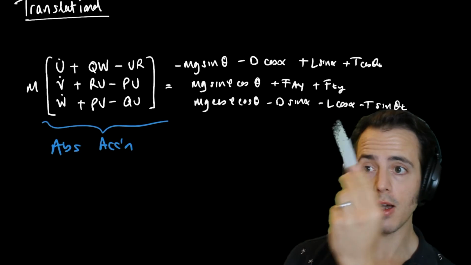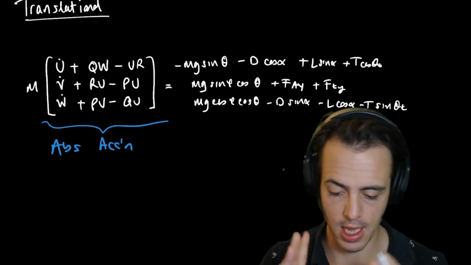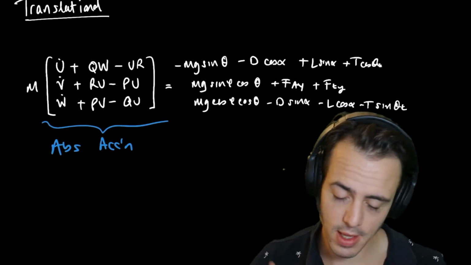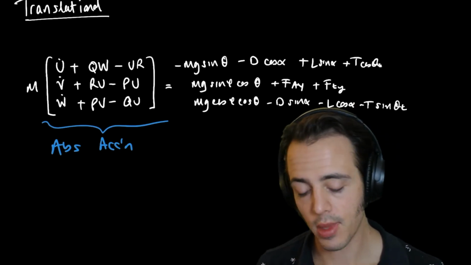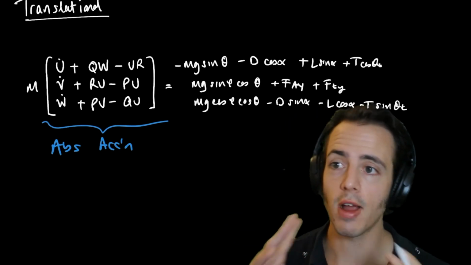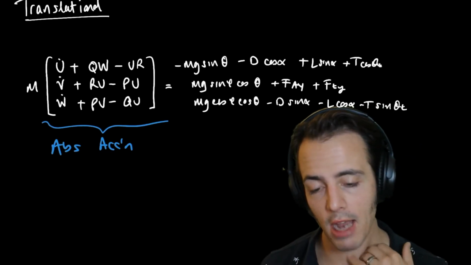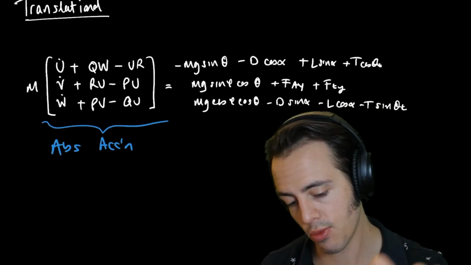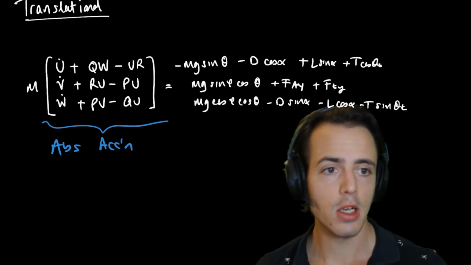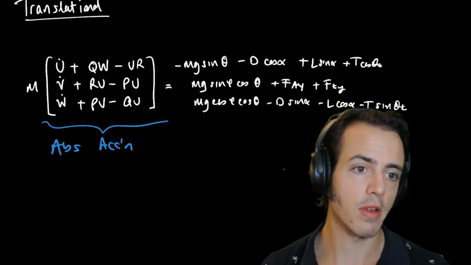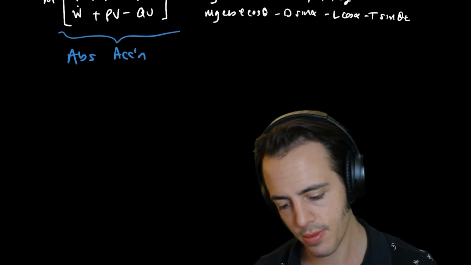So this describes our translational forces, the relationship between translational accelerations and the forces acting on the aircraft, or the forces acting in the x, y, and z direction. So this is our translational equations of motion. We went through a similar exercise and got the rotational equations of motion.